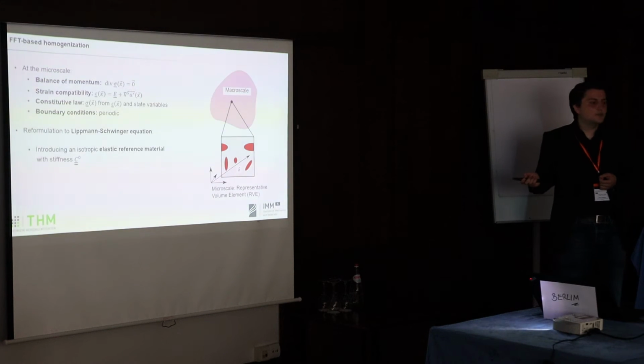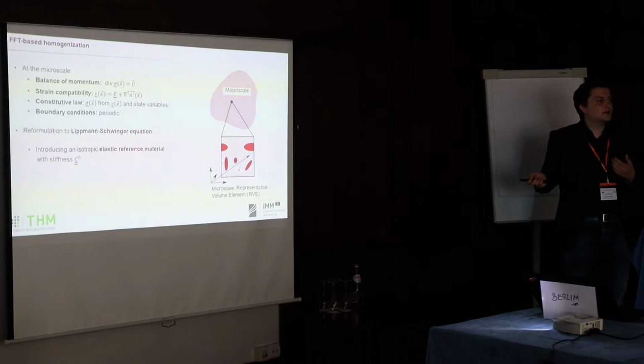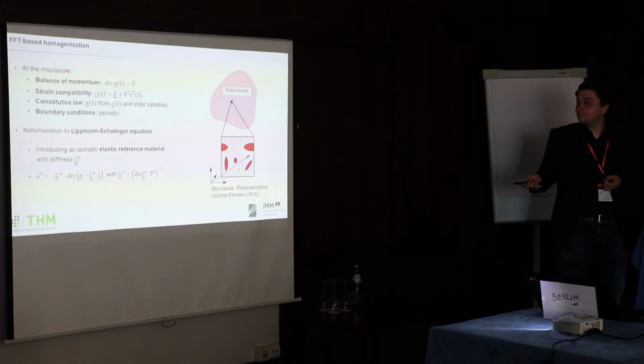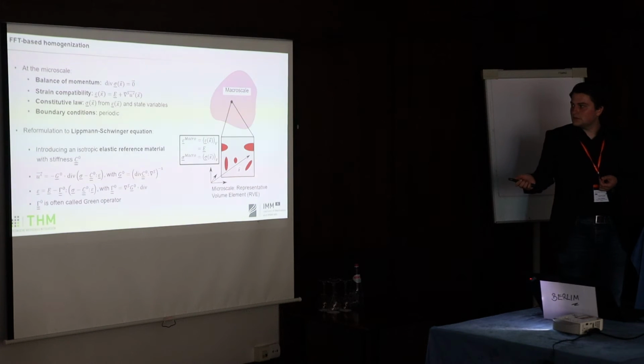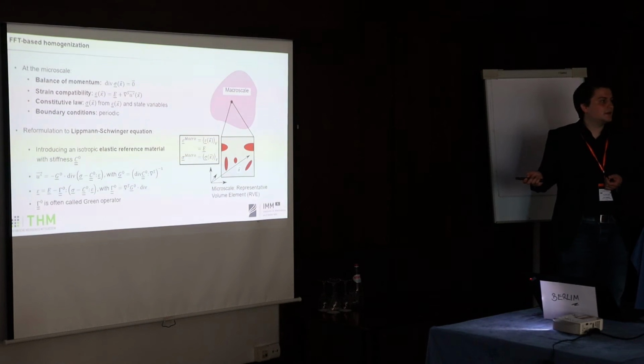This system of equations can be reformulated to the so-called Lippmann-Schwinger equation by introducing an isotropic linear elastic reference material. We add C0 multiplied by epsilon and subtract it from sigma, and solve for u star. Then we have this solution operator and can plug u star into the strain compatibility equation and arrive at the so-called Lippmann-Schwinger equation. Here this Gamma 0 operator is the solution operator for the strain field, and it's called the Green operator. Another important point is that the macroscopic strain is just a volumetric average of the microscopic strain field, which is here E, and we assume the same for the stress field.